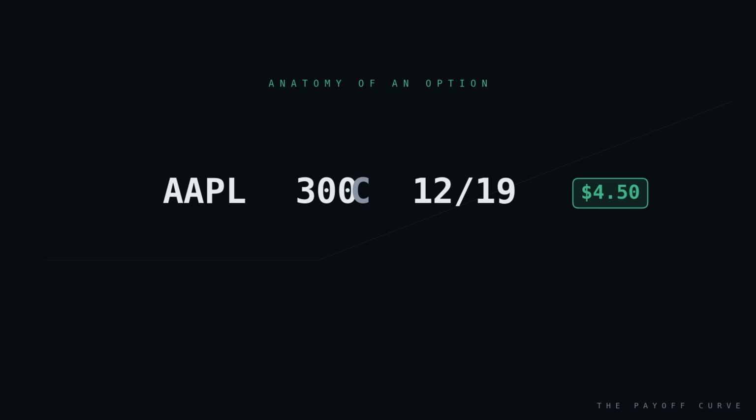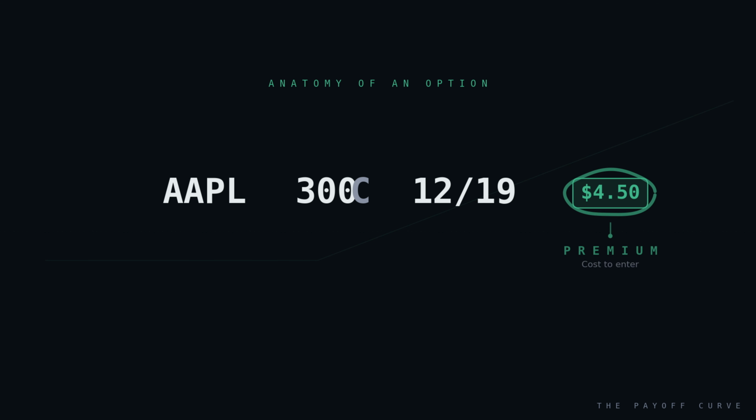Every single option, no matter how complex it looks, is built from just 4 pieces. Let's look at a real example. First, the underlying. This is the actual asset the option is based on. In this case, Apple stock. Second, the strike price. This is the price that's locked in. Here it is $300. Third, the expiration date. This is the deadline. After this date, the contract is gone. It either got used or it expires worthless. Here, that's December 19th, 2026.